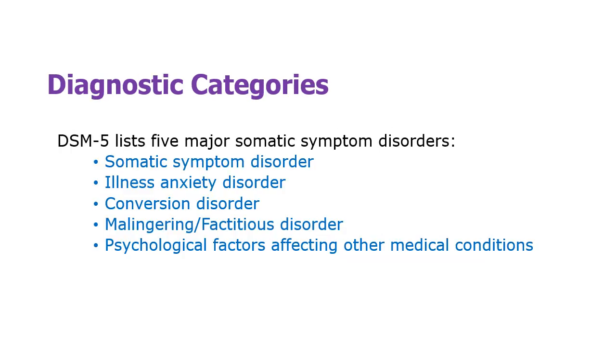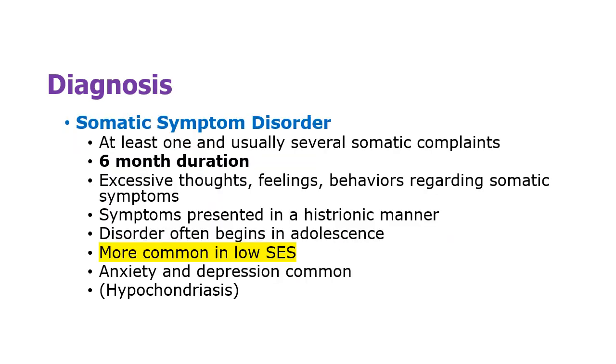Now there are 5 total somatic disorders, and we'll be covering each here shortly. So the first one we're going to talk about is somatic symptom disorder. Now, to be diagnosed with this condition, you must have 1 or more somatic complaints, and they must be ongoing for at least 6 months in duration. And additionally, this condition is more frequent in those of lower socioeconomic standards.